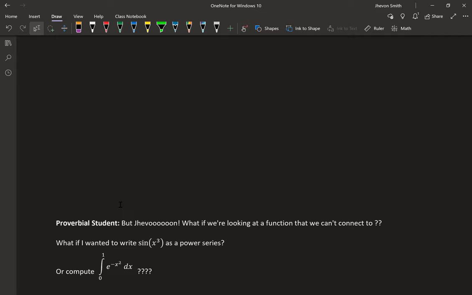However, so we saw earlier that I could use what I know about 1 over 1 minus x squared to figure out 1 over 3 plus x. I could figure out what ln of 3 plus x looks like. But how in the world am I going to connect 1 over 1 minus x to a sine function? How am I going to connect that to an exponential function? How can I use that to figure these guys out?